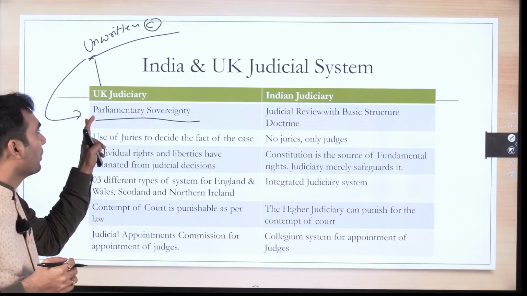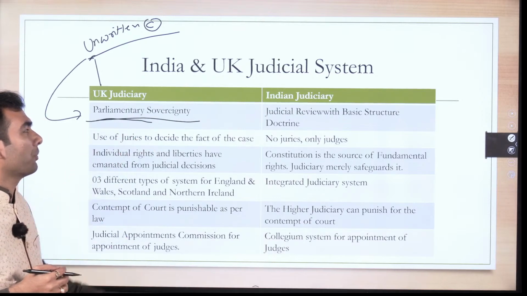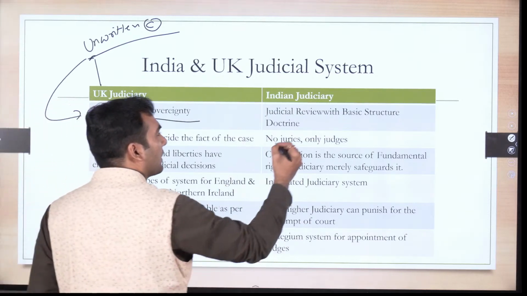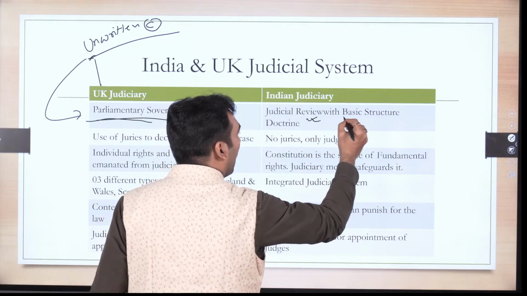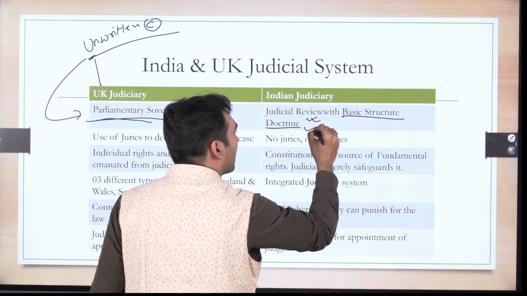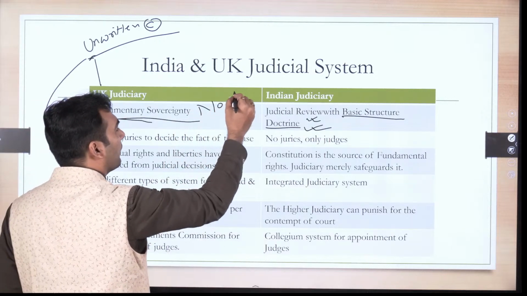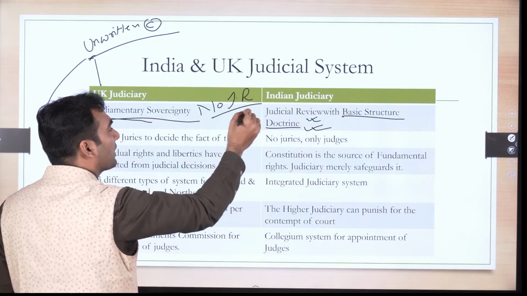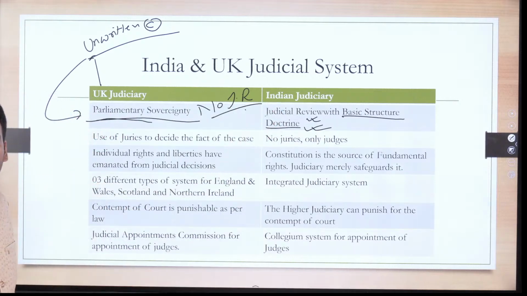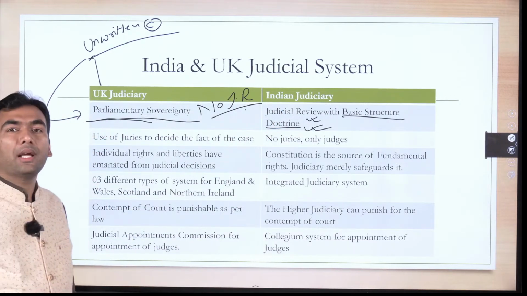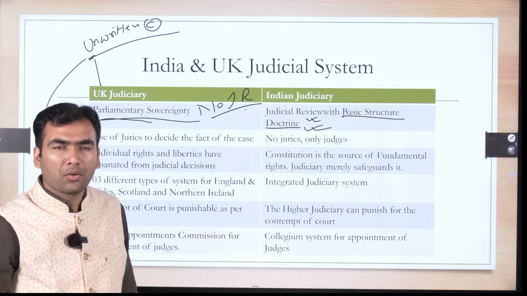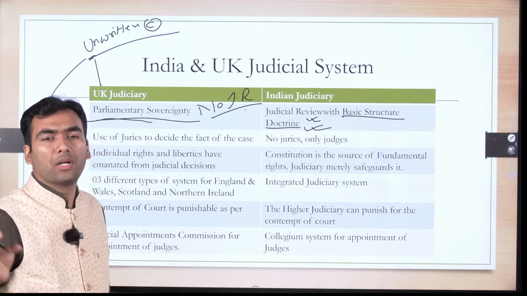Whereas in the case of the UK judiciary, parliament is supreme. So in our case, there is judicial review and also the basic structure doctrine. There, there is no judicial review. Obviously, there is nothing like basic structure either. There parliament can amend the constitution the way it wants.